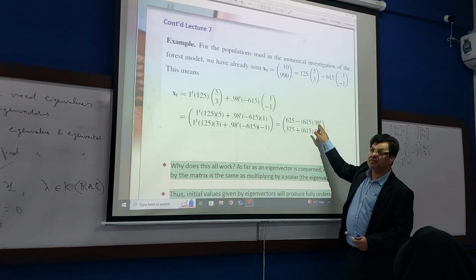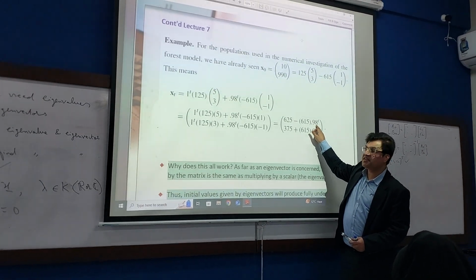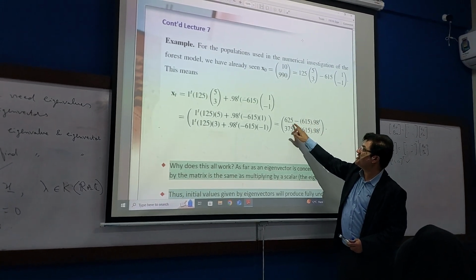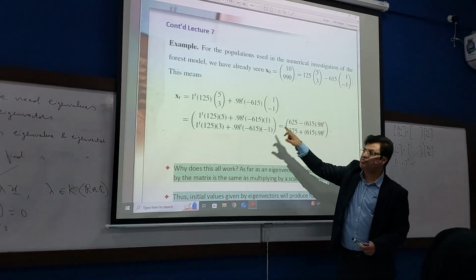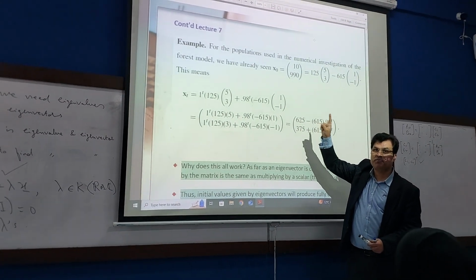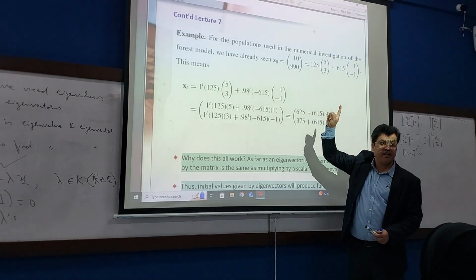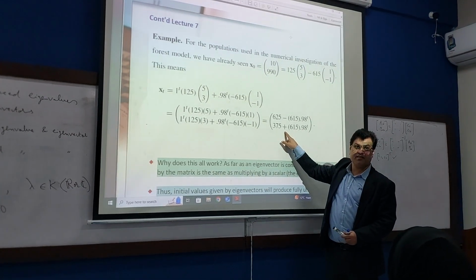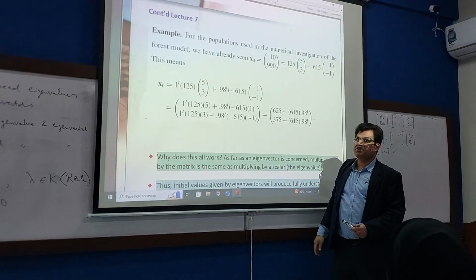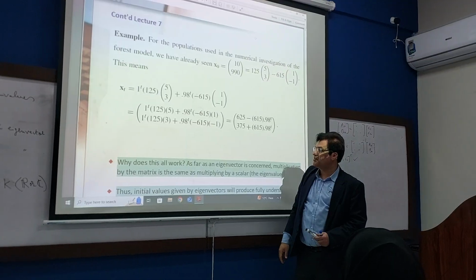If you put t = 1, multiply 0.9 to the power 1 with 615, subtract 6, you will get the population of the number of trees after one time step of species A. Similarly this one comes. So this is the whole picture, and here I stop.